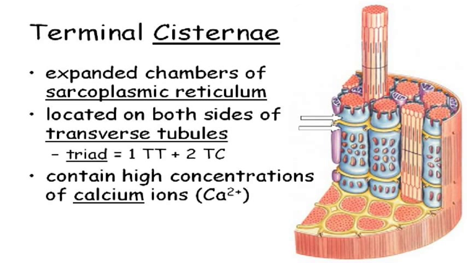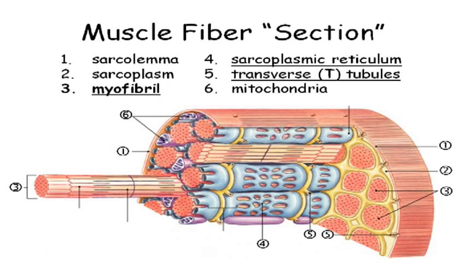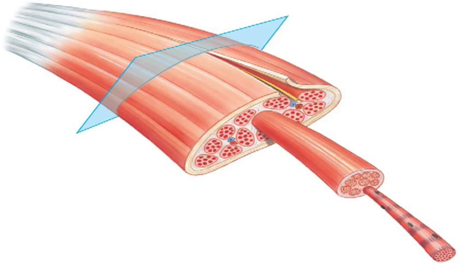Most of the calcium ions hang out, not here, but right here in those terminal cisternae, right next to the T-tubules. And then, of course, our good old mitochondria. Lots and lots of mitochondria. What's a mitochondria for? ATP. Yeah, ATP. Your muscle cells use a lot of ATP, so they have lots of mitochondria. So we got muscles made out of fascicles, fascicles made out of fibers, fibers made out of myofibrils.